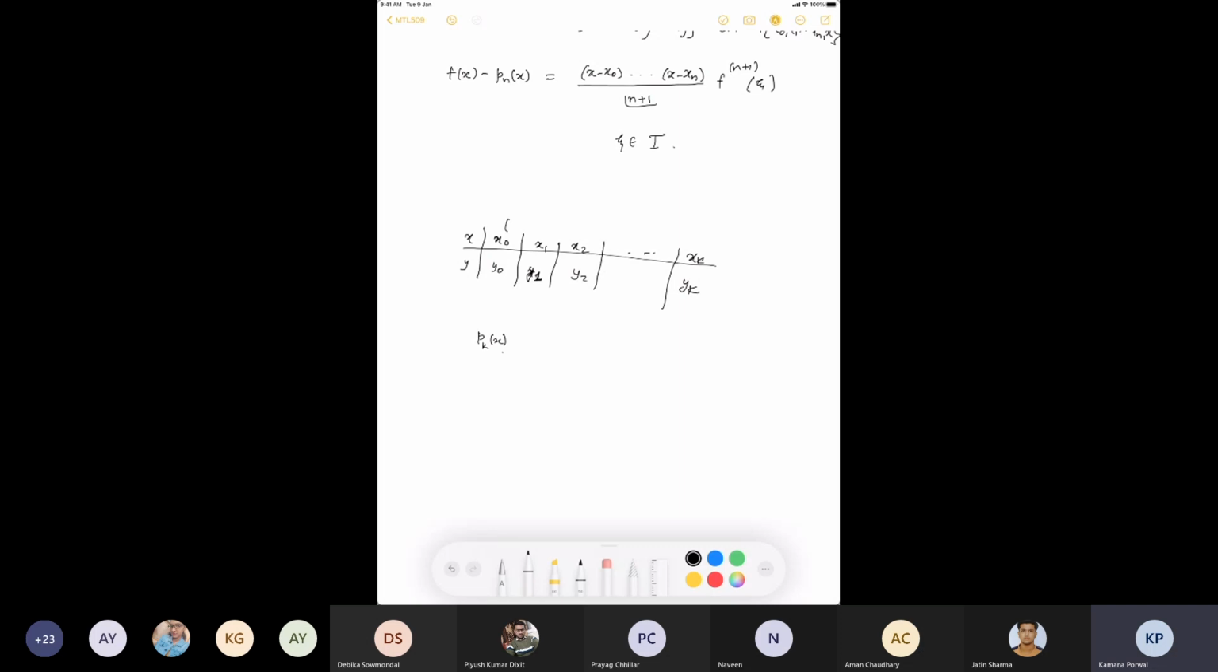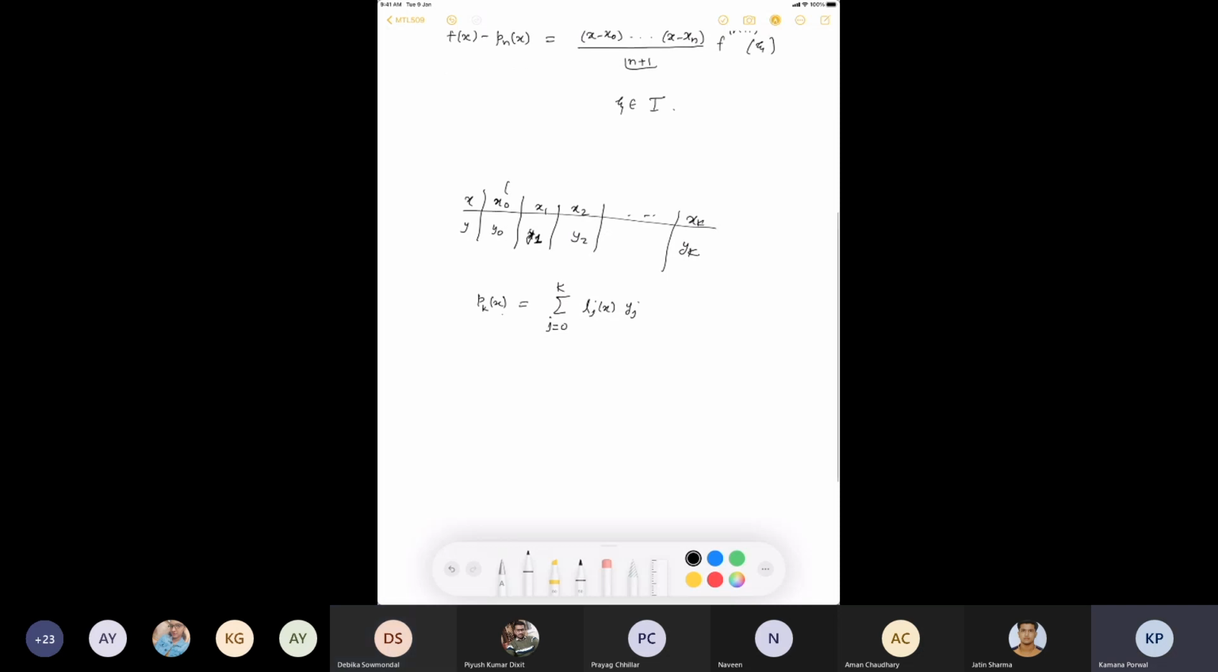So this will involve, let me write it explicitly, what this is going to be. This is going to be the summation of L_j(x) into y_j, where j is varying from 0 to k. And note that these L_j(x) are again polynomials. So what are these L_j(x)? They are going to be the product of all (x minus x_i) divided by (x_j minus x_i), i ranging from 0 to k, and i not equal to j.